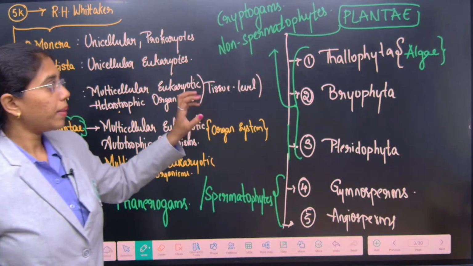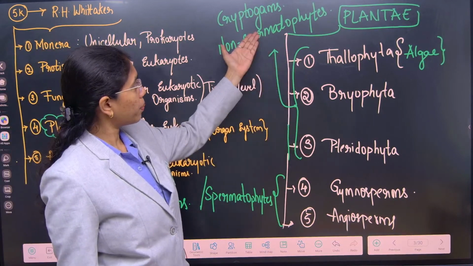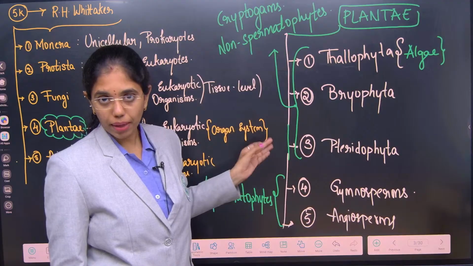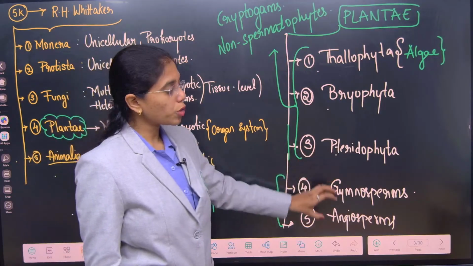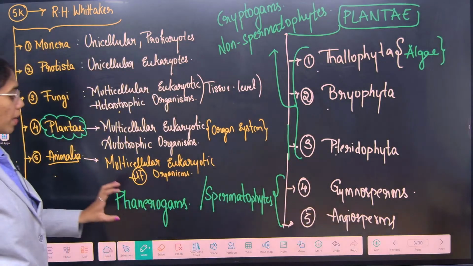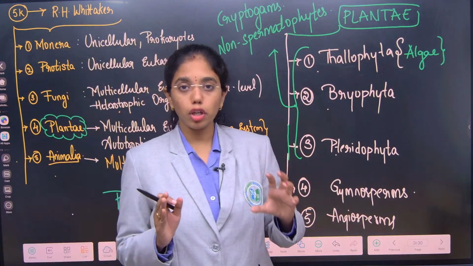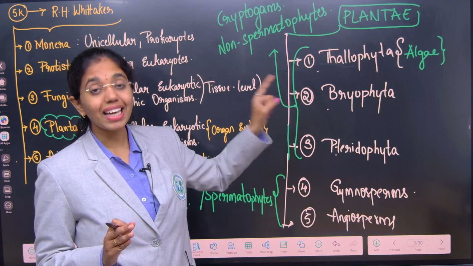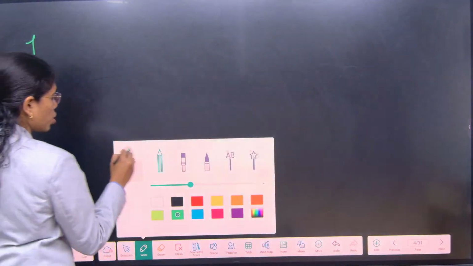Okay. So, Kingdom Plantae is elucidated into 5 divisions. The first 3 are cryptogams or non-spermatophytes, which are non-flowering and non-seed bearing plants. This includes Thallophyta, Bryophyta, Pteridophyta. Got it? And Gymnosperms and Angiosperms come under spermatophytes or phanerogams. The most noted phenomenon of Kingdom Plantae is that all the 5 divisions exhibit alternation of generations.